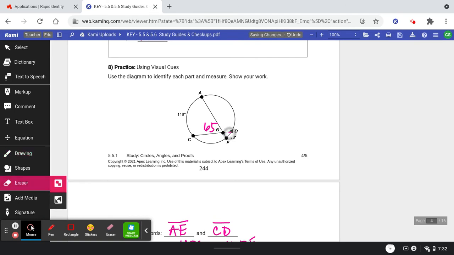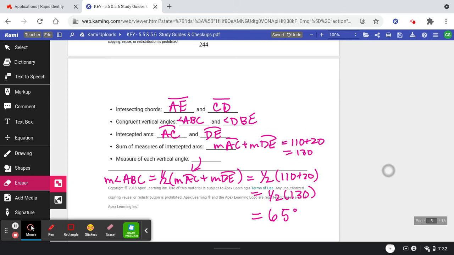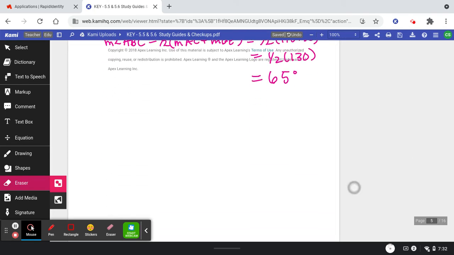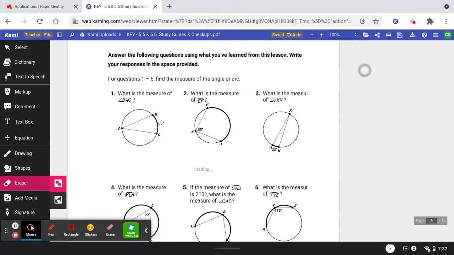And how did we get those numbers? By adding up the 110 plus the 20 and dividing that by 2. Okay, how'd you do? So that's the end of the study guide. Let's go do a couple of practice problems using inscribed angle theorem and using the two intercepting chords. So checking out this first one here, take a peek at it and see what you think.